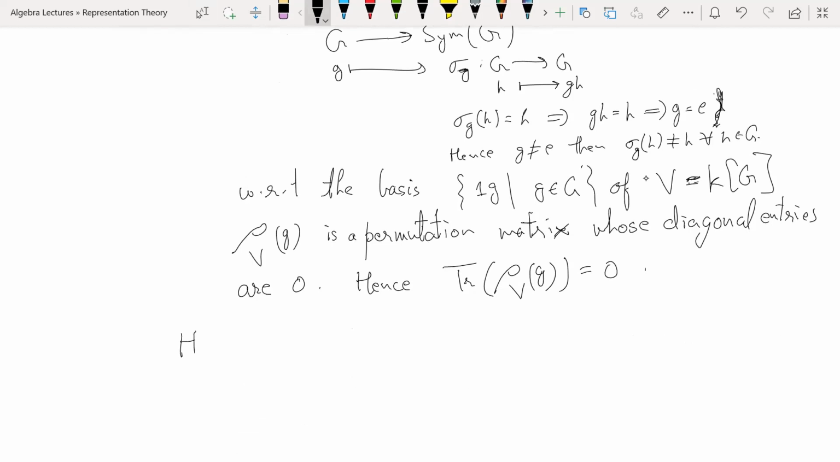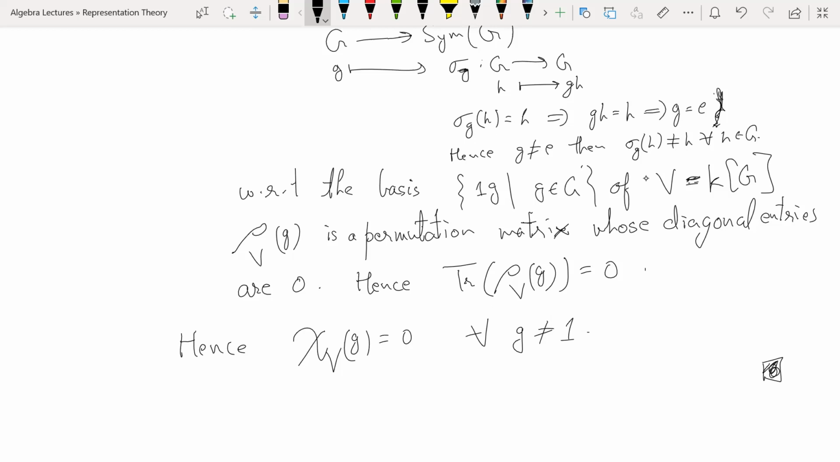Hence, chi Vg is 0 for all g not equal to 1. And for 1, we know what the answer is. So computing the character of the regular representation is pretty straightforward. For 1, it is the dimension, the size of the group, and for the rest, it is 0.